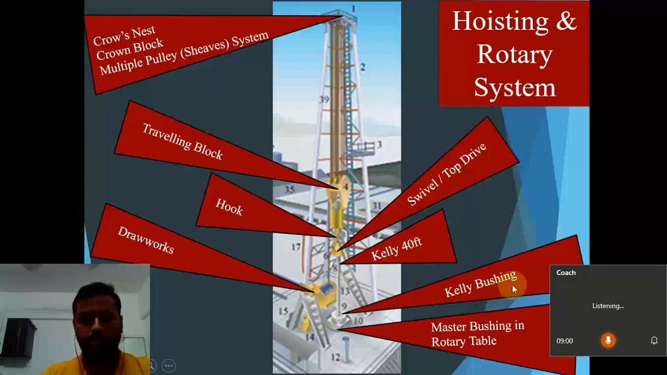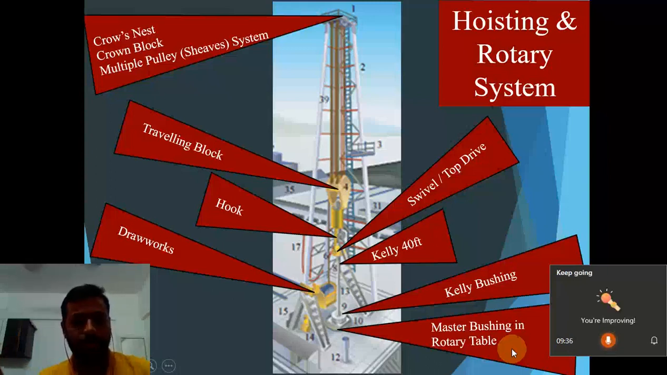Moving forward, we have kelly bushings. These are at the bottom of the kelly. We have some four rotating fingers like this. They go and fix in the master bushing in the rotary table. What used to happen earlier was, as I told you, the kelly could not produce rotation on its own for the drill string, for the bit to cut more efficiently downward. So we used to fit the kelly bushing in the master bushing in the rotary table, and then we would rotate the rotary table, and that would rotate the kelly, and obviously the drill string attached to it, the subsurface.